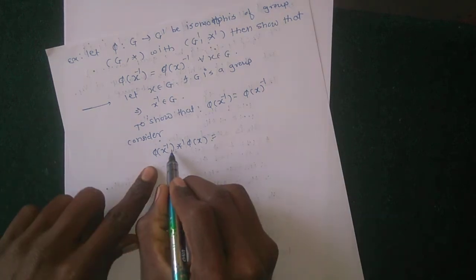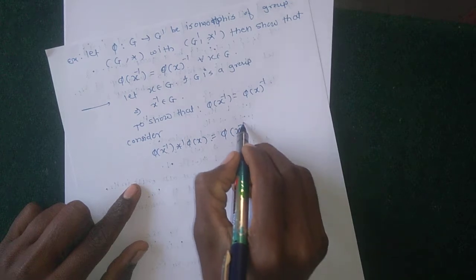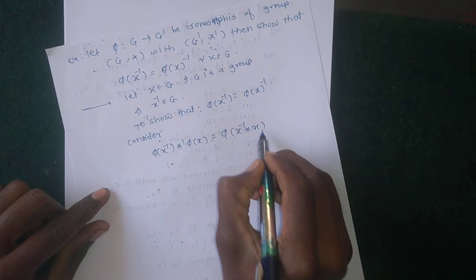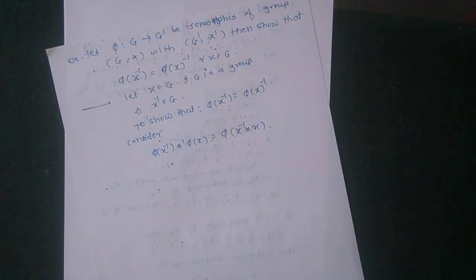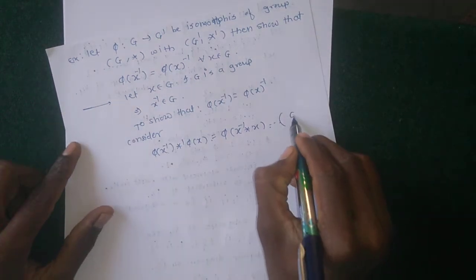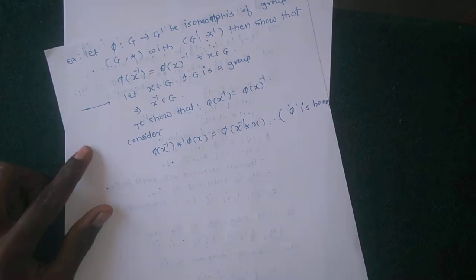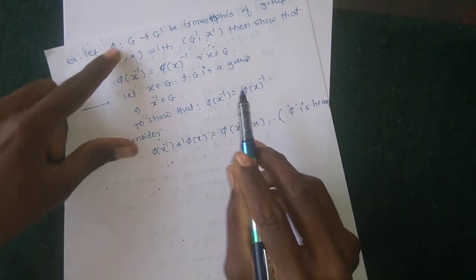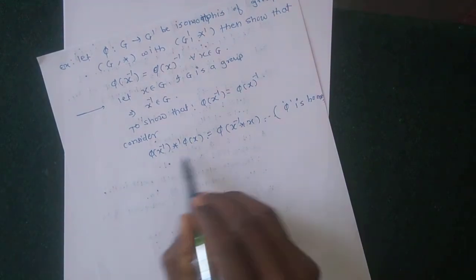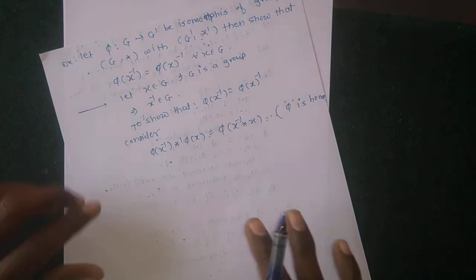Okay. Phi of x inverse star dash phi of x: their value must be phi of x inverse star x. Why? Because phi is a homomorphism. Okay. Why is this value written here? Because phi is a homomorphism. By the definition of homomorphism, considering this, the value must be phi of x inverse star x, because phi is a homomorphism.